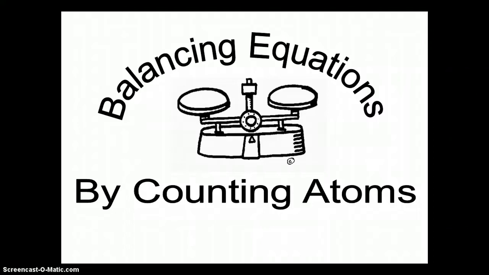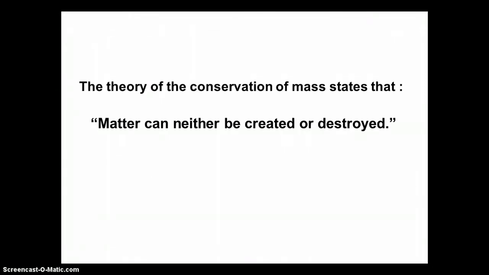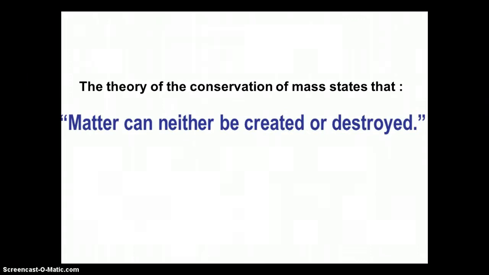Okay, we're going to start these notes with balancing equations. And we're using the theory of the conservation of mass, which states that matter can never be created or destroyed, which means that all of the matter that we have on the earth is already here, and we can't make any of it out of something, but we also can't get rid of any of it.